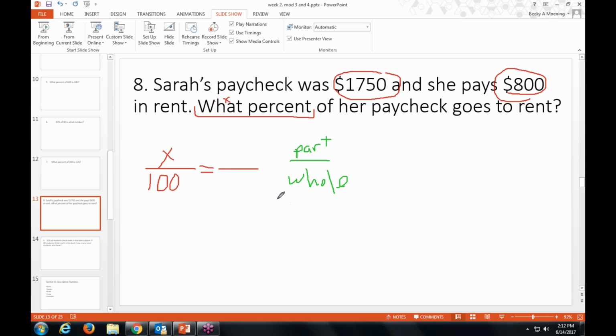Well, 1750 would be the part, and then the whole is 800. Or sorry, I'm sorry. See there, I just screwed up. 1750 is the whole, and she pays 800 in rent. There you go. So if you're talking about, okay, her whole check is $1,750. The part that she's dishing out is 800.